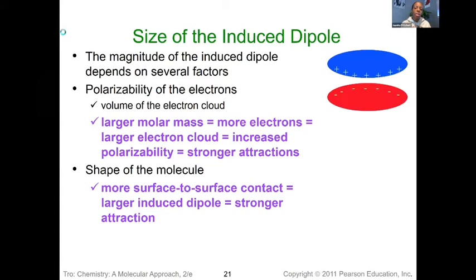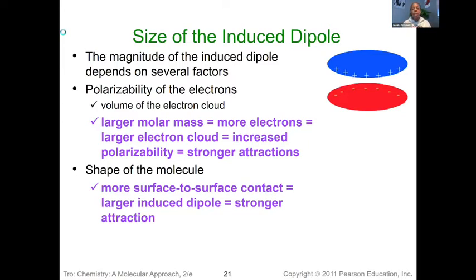So the take-home message is that the larger the molar mass, the more electrons it has, the stronger those attractions will be. And if we were trying to figure out the boiling point of something, then we would say that the molecule with more electrons should have a higher boiling point or higher melting point, respectively.